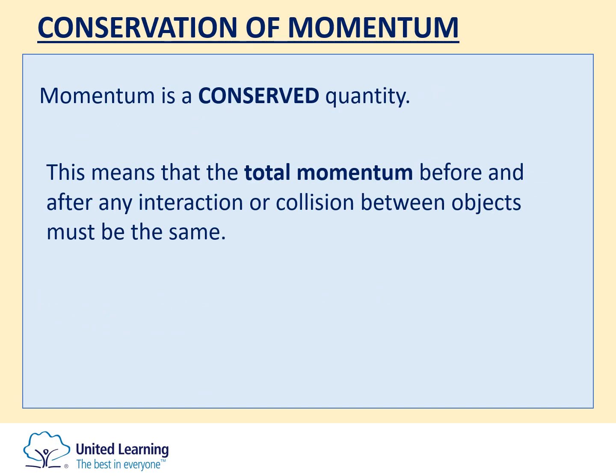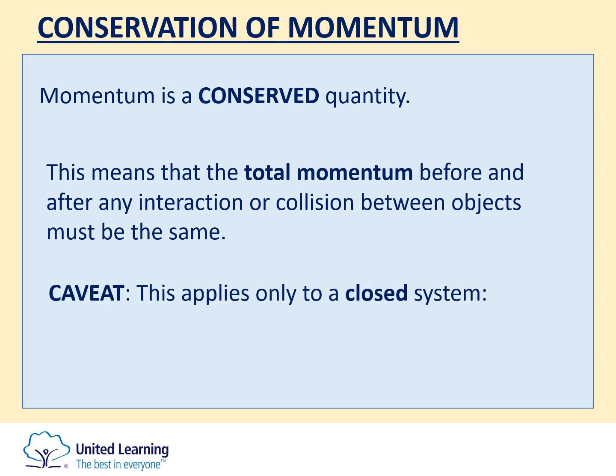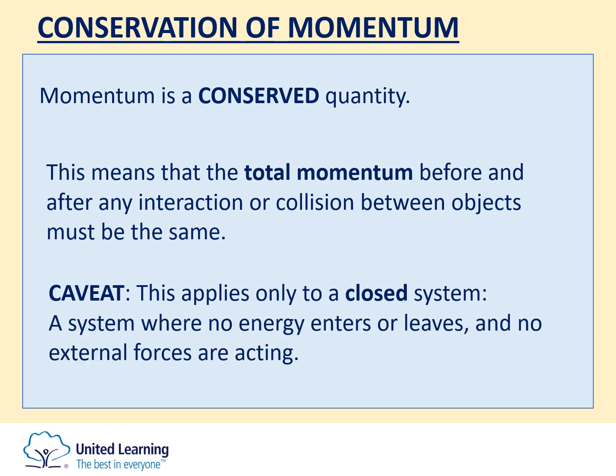Okay. The other thing to consider is that momentum is a conserved quantity. That means the total momentum before and after any interaction or collision between objects has to be the same. However, there is one small caveat to go with that, and that caveat is that this only applies to a closed system. What we mean by a closed system is that there is no energy entering the system from outside, there is no energy leaving the system, and there are no additional external forces acting other than those forces between the objects involved.